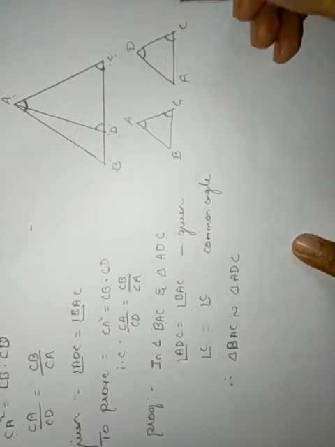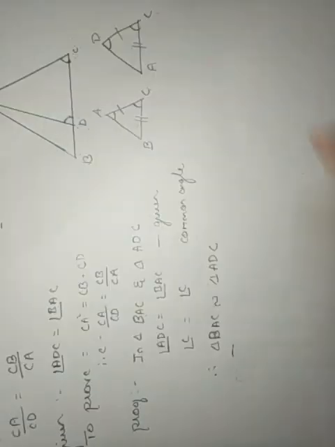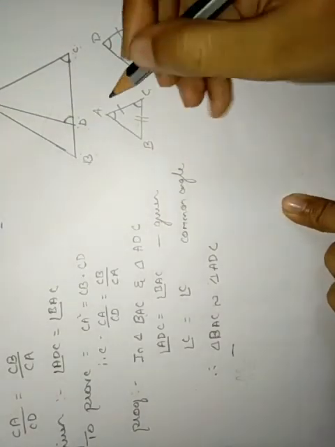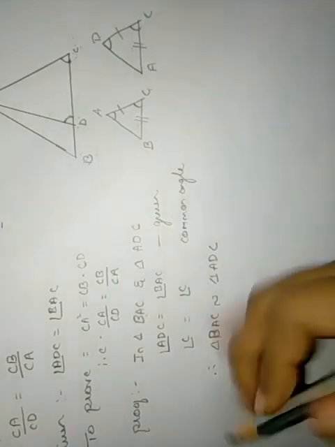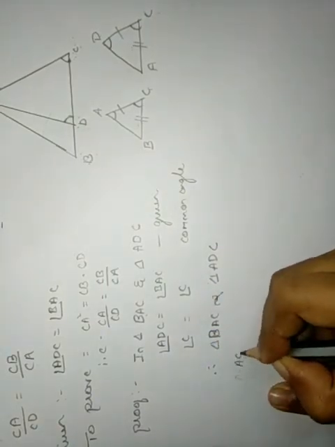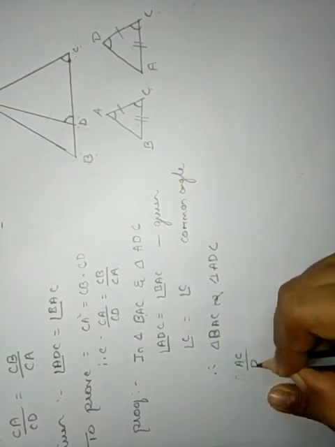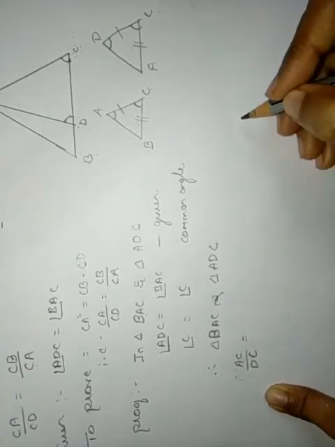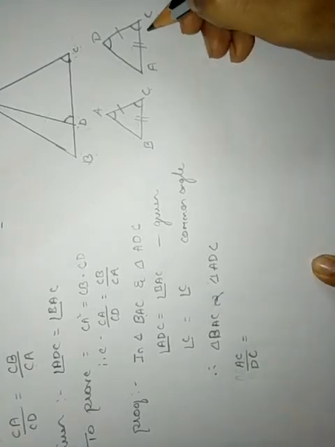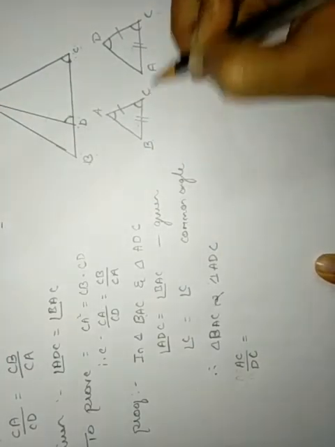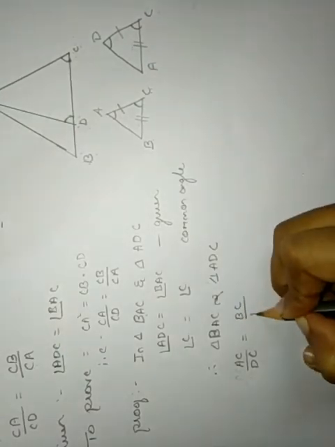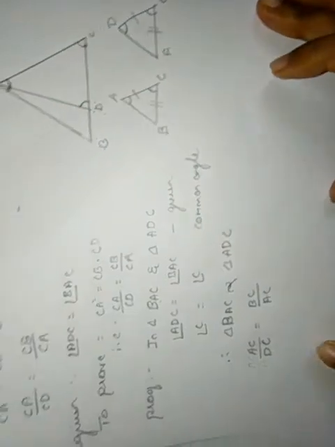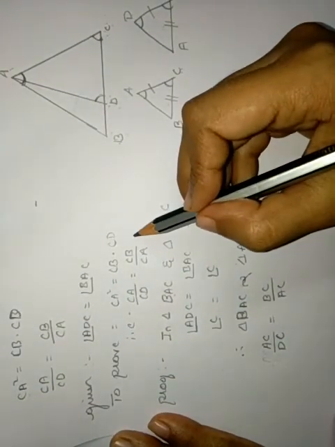How to say? Here you can see that AC divided by the corresponding side for AC, which is DC, right? So we'll write AC divided by DC is equal to one more pair of corresponding sides, that is BC divided by AC. Yes, this is what is required for us. Here I have written it.